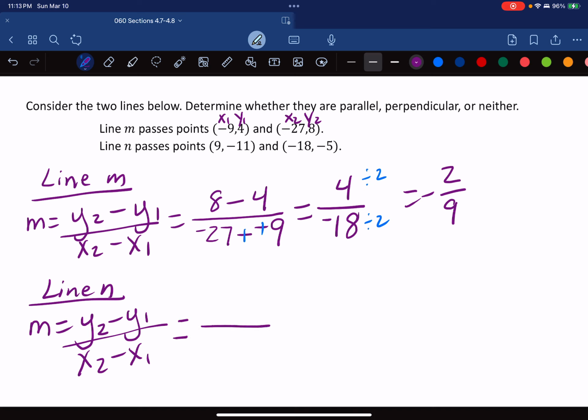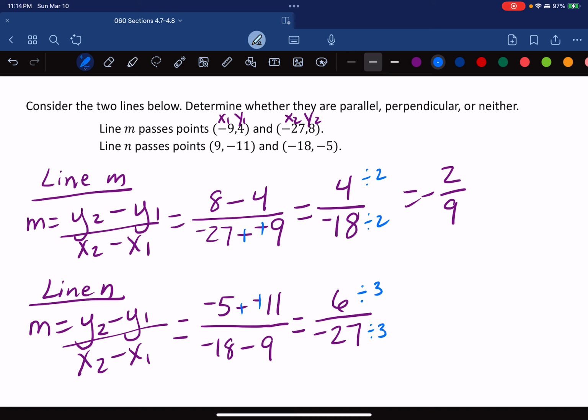For line N, I have negative 5 minus negative 11 over negative 18 minus 9. Minus a negative once again is positive. So negative 5 plus 11 is 6. Negative 18 minus 9 is negative 27. 3 goes into both of these evenly, and 6 divided by 3 is 2, 27 divided by 3 is 9.